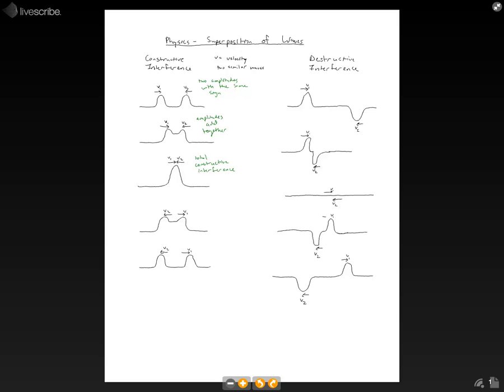So if you look at the top right, that's what we'll be looking at. And so destructive interference is when you have two amplitudes with different signs. So if you want to consider one positive and one negative, let's say the one on the left has a positive amplitude and the one on the right has a negative amplitude.